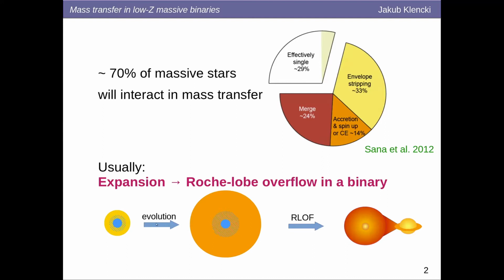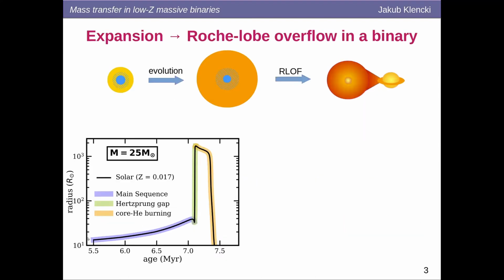A star expands during its evolution, and when it's in a binary, that leads to Roche lobe overflow and mass transfer. Here I'm showing a radius versus age diagram of the evolution of a 25 solar mass star at solar metallicity, with the main evolutionary phases shown: the main sequence, the Hertzsprung gap stage of rapid expansion right after the main sequence, and then the core helium burning stage. So we have two phases of expansion, main sequence and Hertzsprung gap.